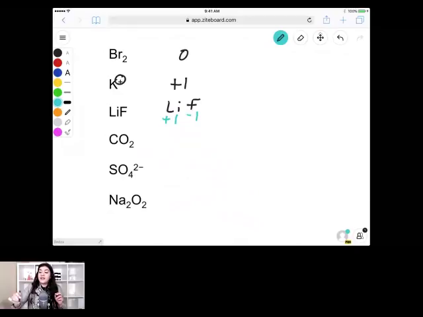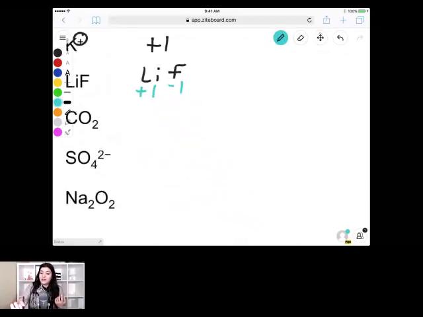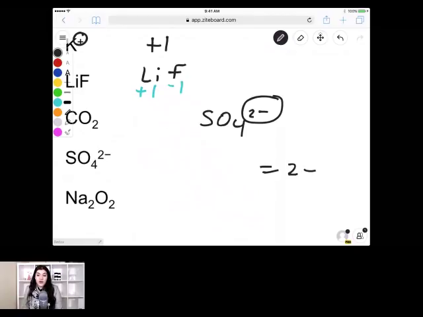So let's look at something that actually is charged. SO4 with a 2- charge. So we know in total, all of our oxidation numbers would add up to this 2- charge. So I'm really going to put that, 2- charge. All right. If we want to do the algebraic way, I can say it as a -2. Now we know oxygen has a -2 oxidation number. Then there are 4 of them, so I have to multiply 4 times -2, which gives us -8.